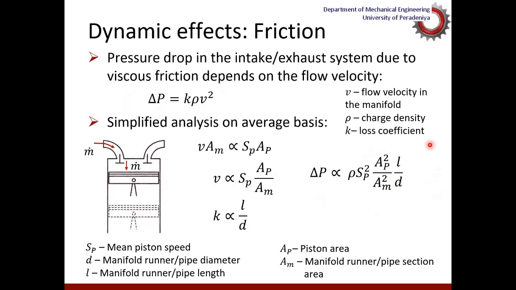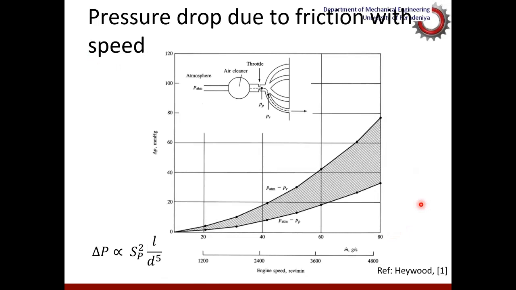And for a given intake system design, assuming a fixed size of piston or bore, and constant density, we could say delta P, or the pressure drop, is proportional to the square of the mean piston speed into L divided by d to the power 5. If you look at this variation on an intake system, something like this, you can see the pressure drop drastically increases with the speed. Of course, it's a function of the square of the speed.